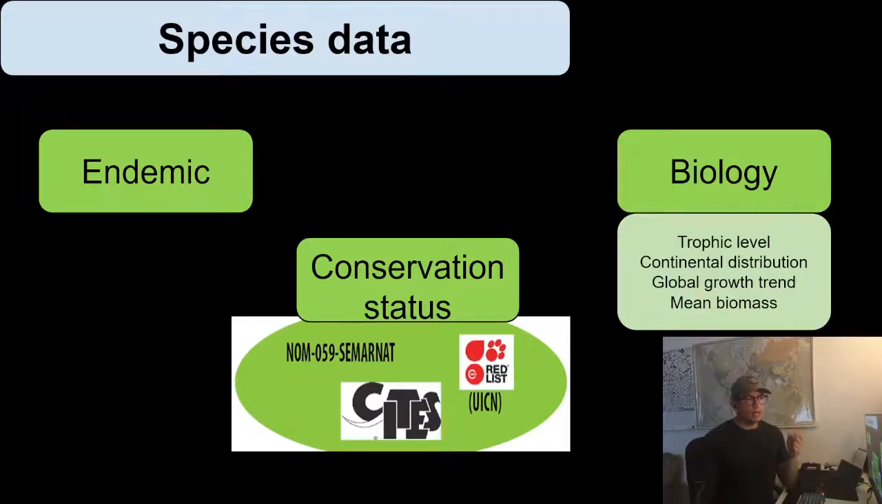So for biology aspects, here is the trophic level. I'll show a table in a moment. Hopefully I have enough time. Maybe I have to split this part. So the trophic level, the carnivores, omnivores, and so on, right? And we assume an importance on that.